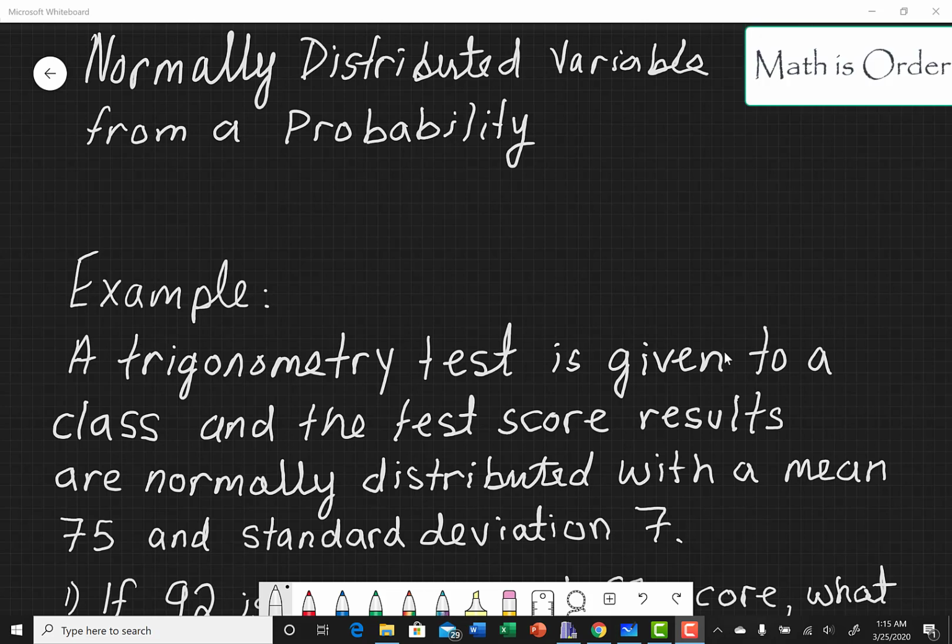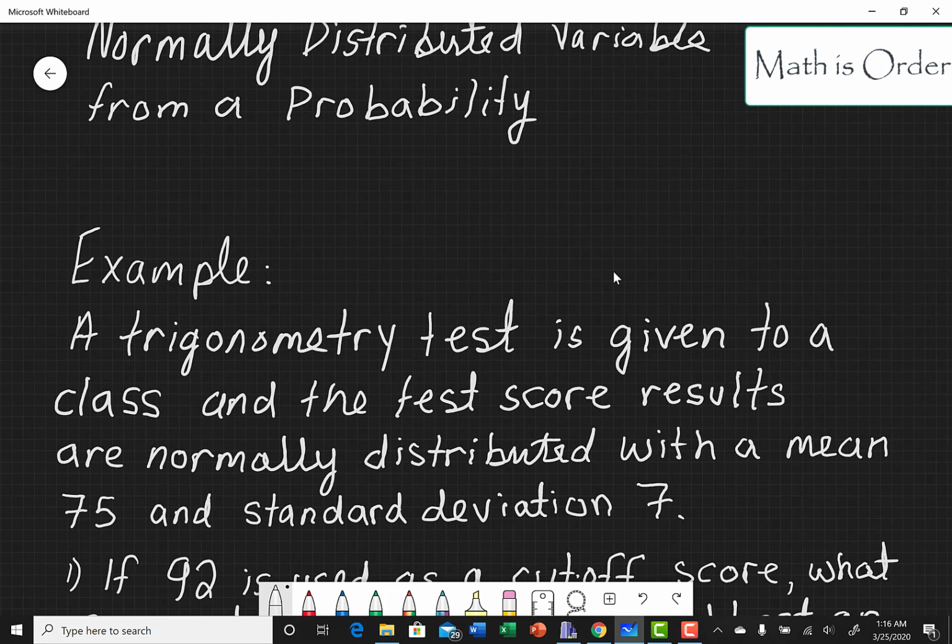In this video, we look at an example of how you would find the value of a normally distributed variable from a probability. Now here is a typical question related to this concept.